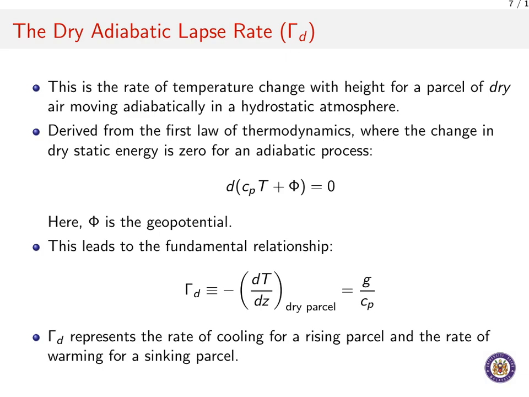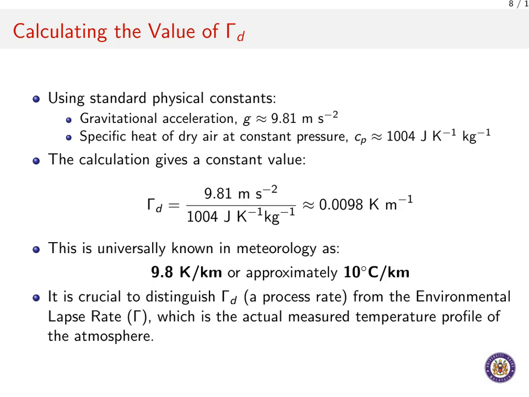So, as a parcel rises and expands, it cools at a constant rate, and as it sinks and gets compressed, it warms at that very same rate. So how do we get a specific number for the dry adiabatic lapse rate, or gamma sub d? We simply plug in some well-known physical constants. We use the acceleration due to gravity, g, which is about 9.81 meters per second squared, and the specific heat of dry air at constant pressure, C sub p, which is approximately 1004 joules per Kelvin per kilogram.